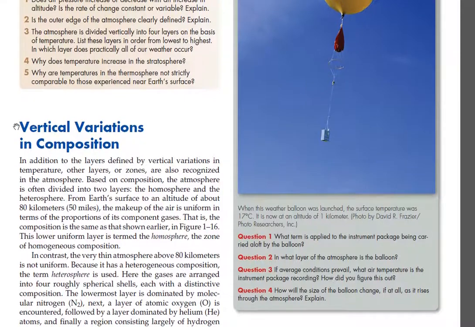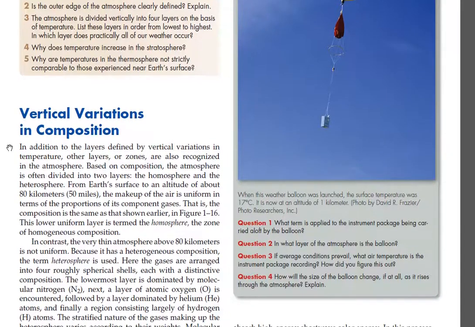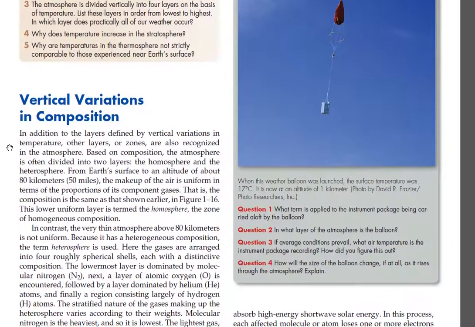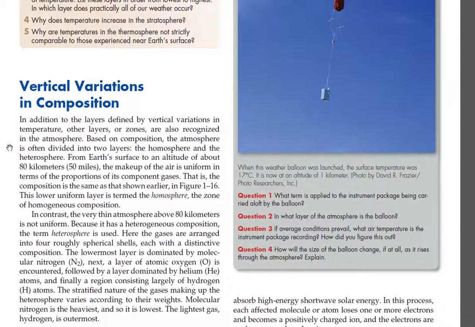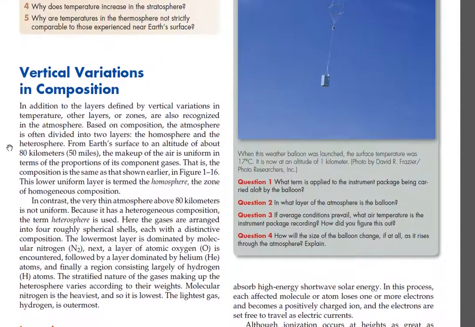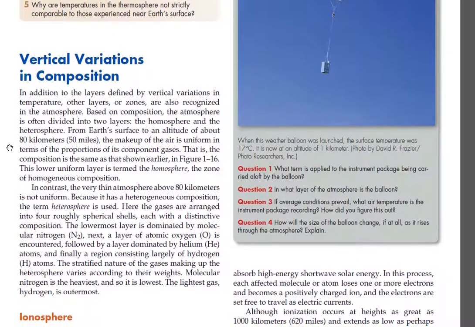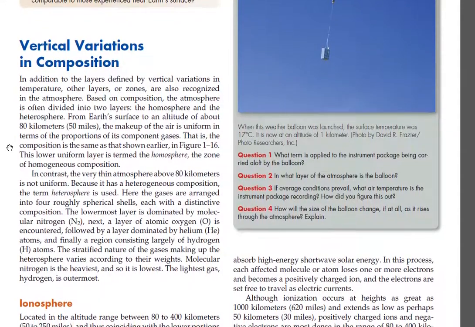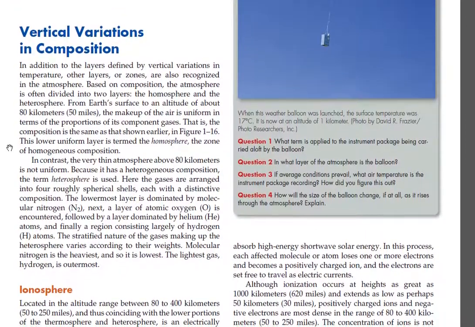Vertical variations in composition. In addition to the layers defined by vertical variations in temperature, other layers, or zones, are also recognized in the atmosphere. Based on composition, the atmosphere is often divided into two layers, the homosphere and the heterosphere. From Earth's surface to an altitude of about 80 kilometers, 50 miles, the makeup of the air is uniform in terms of the proportions of its component gases. That is, the composition is the same as that shown earlier, in Figure 116.